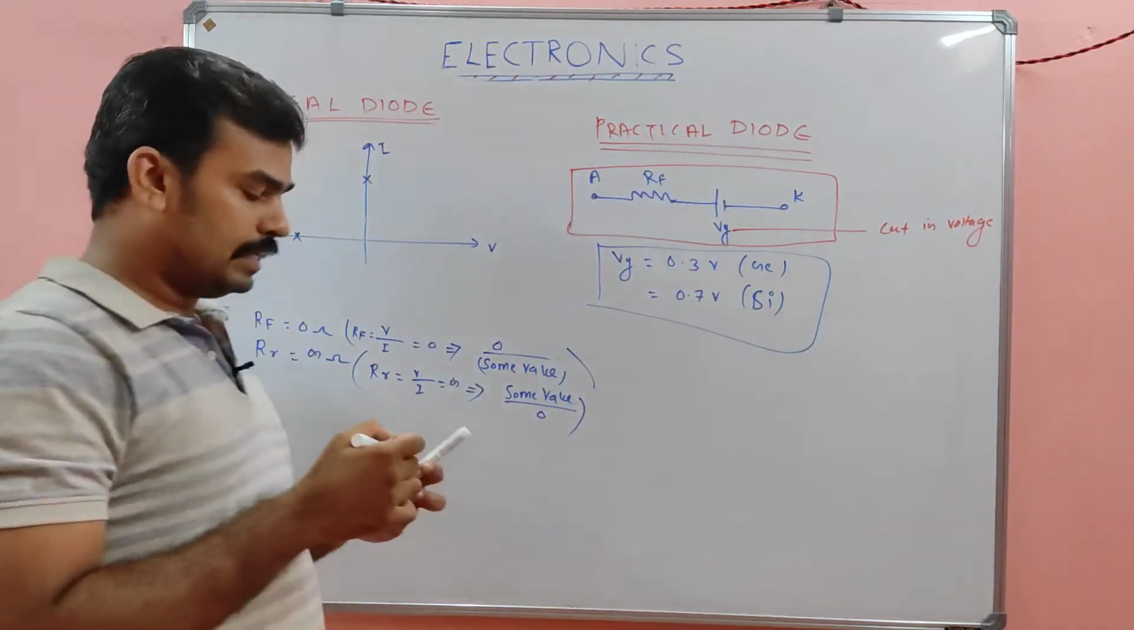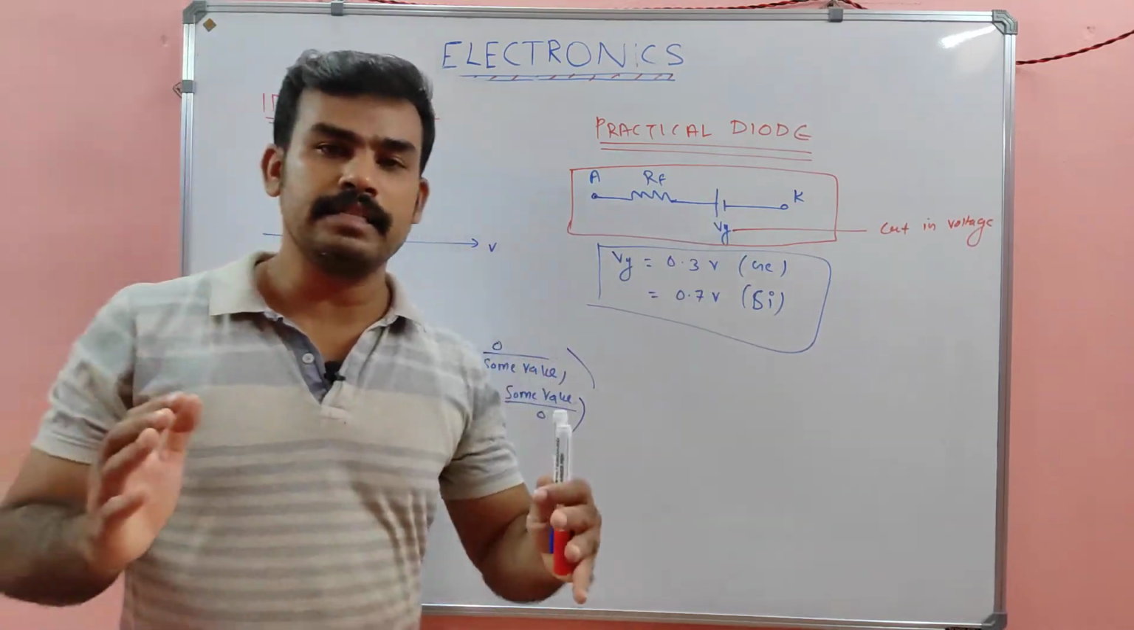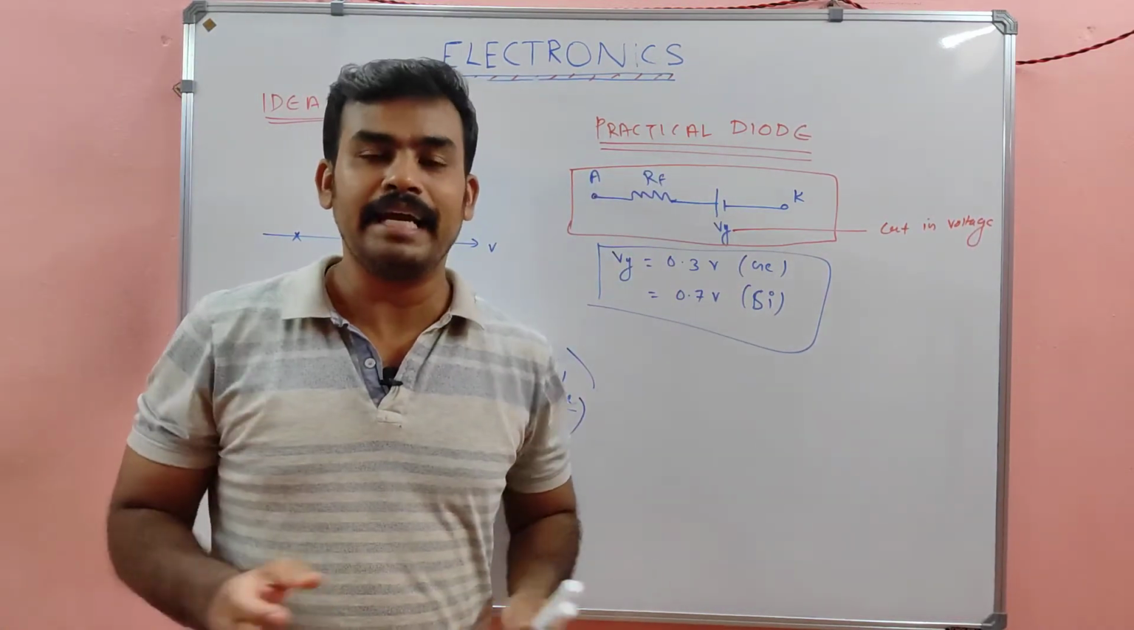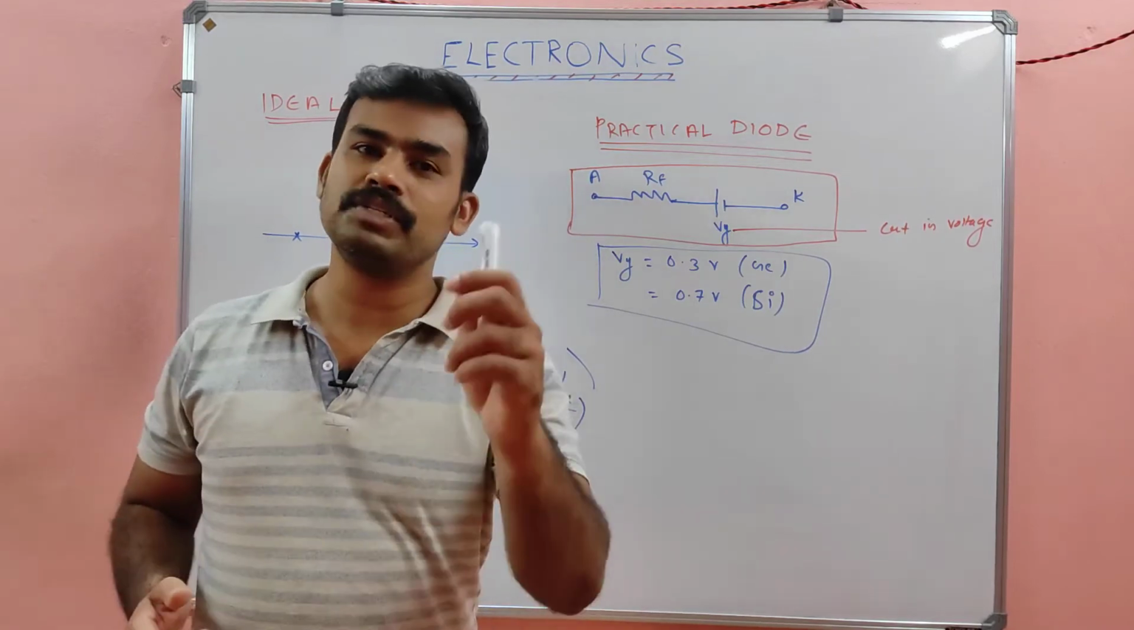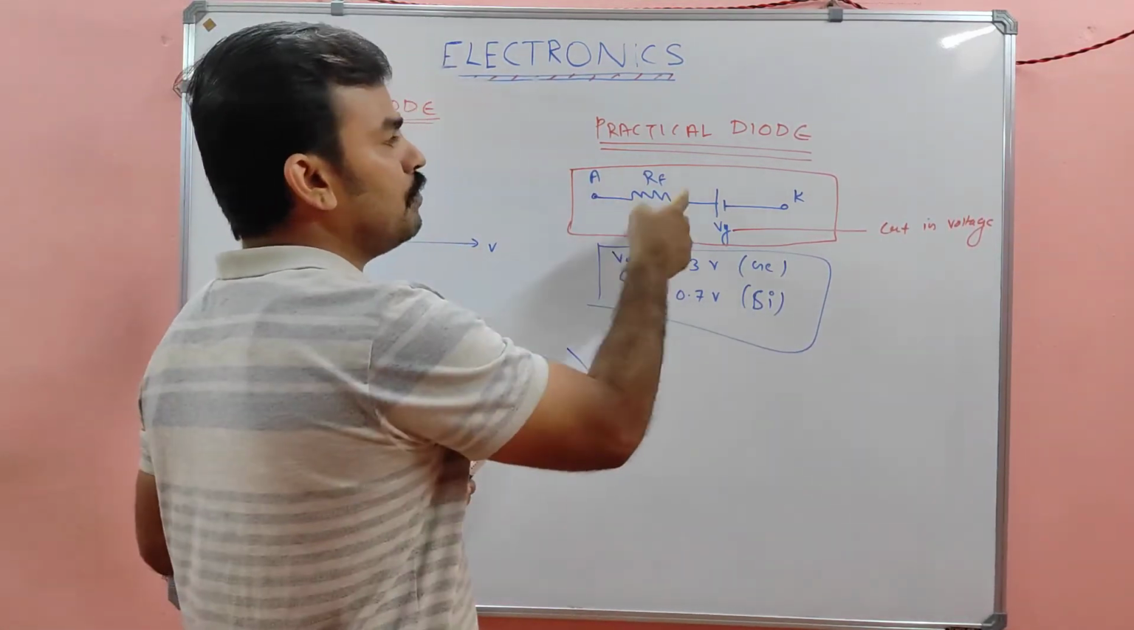This is called what, my dear? Cut-in voltage. So this cut-in voltage is nothing but the voltage across the what? Diode. Diode in the sense, voltage across the potential barrier, that's all. And this is for the forward biased condition.